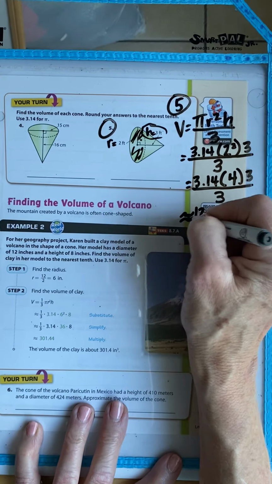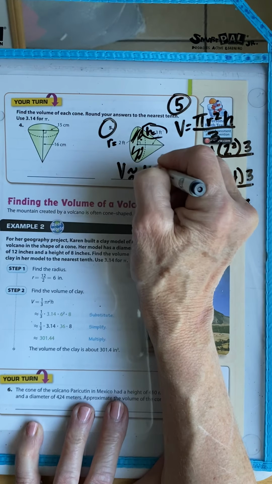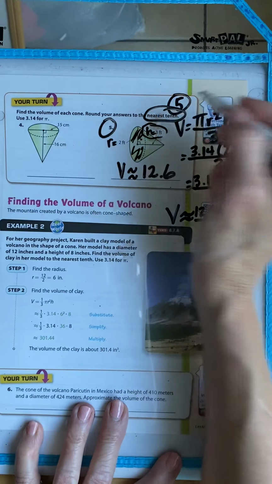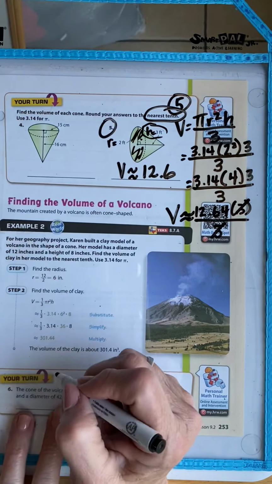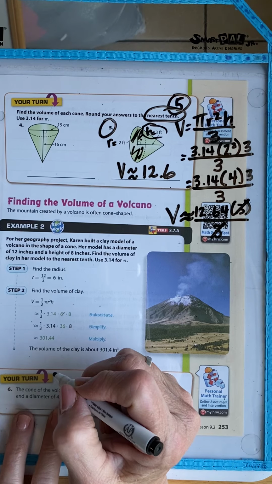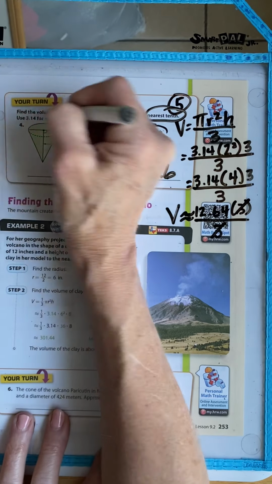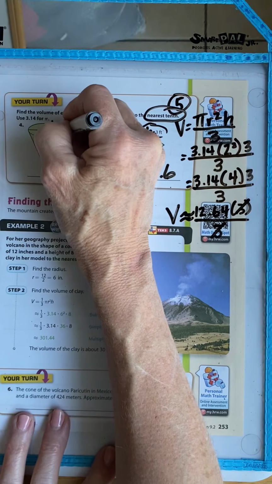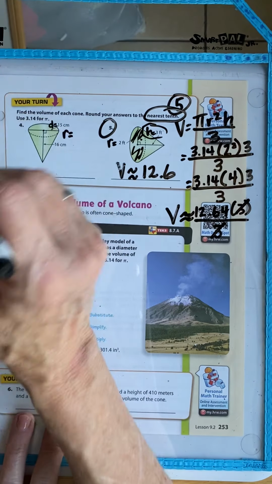So the volume of the cone is 12.6 when we round to the nearest tenth. We know on number 4, would we use 15? Yes or no? No, because that is the diameter. If it's the diameter all the way across, we need the radius. What would the radius be? 15 divided by 2.